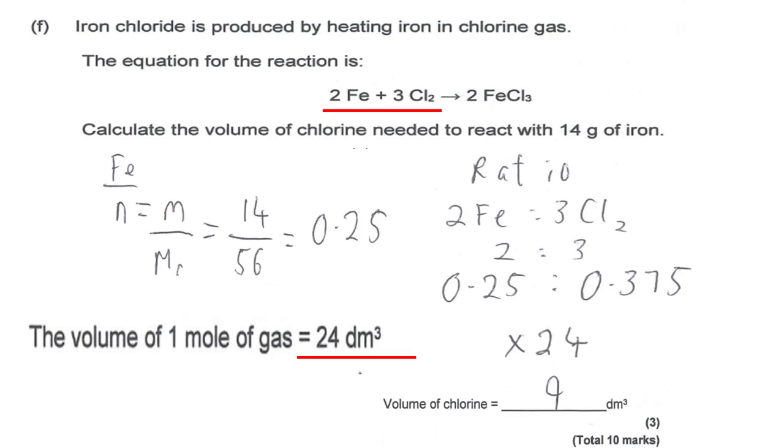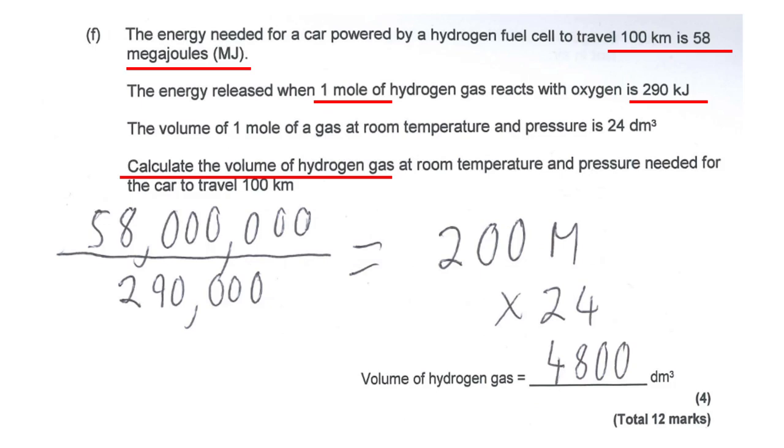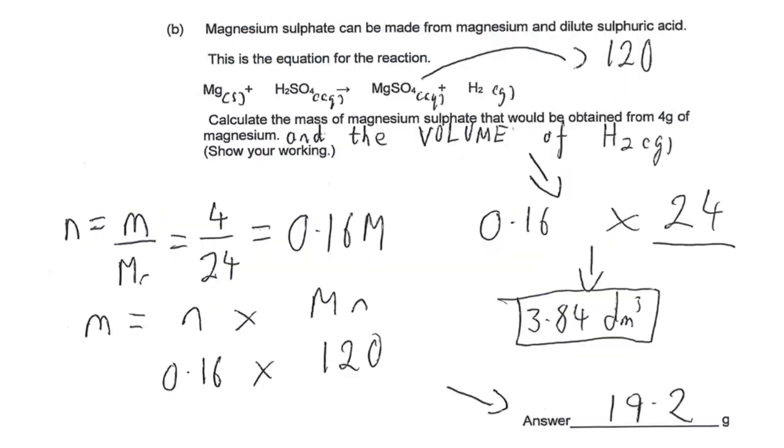Here's another equation with a ratio this time. So divide by 2, multiply by 3, and then multiply by 24 at the end to get 9. And in this one here, it's a 4-mark question, basically because you have to convert megajoules to 58 million kilojoules 290, and then you have to just multiply your answer by 24. That's an easy 4-mark question. And here's another example that combines finding the molecular mass with also finding the volume.